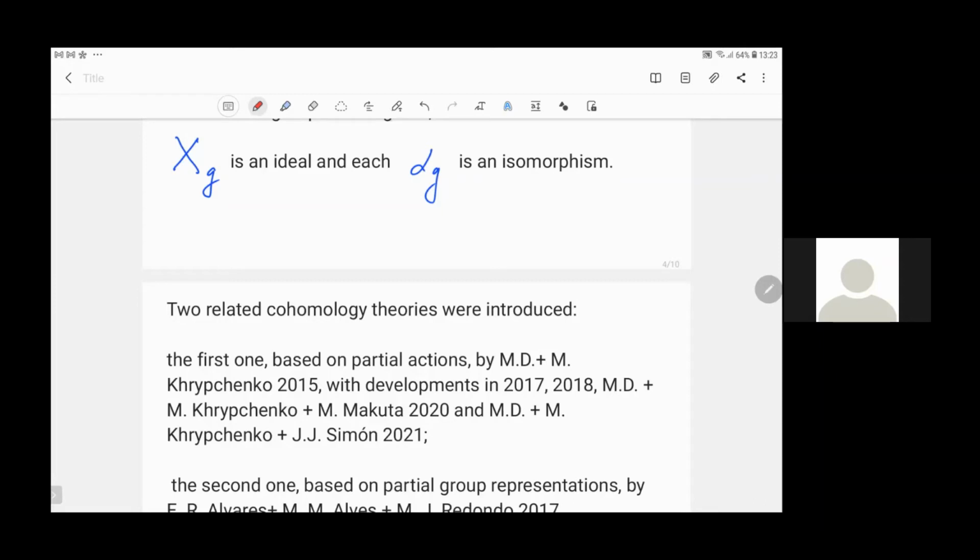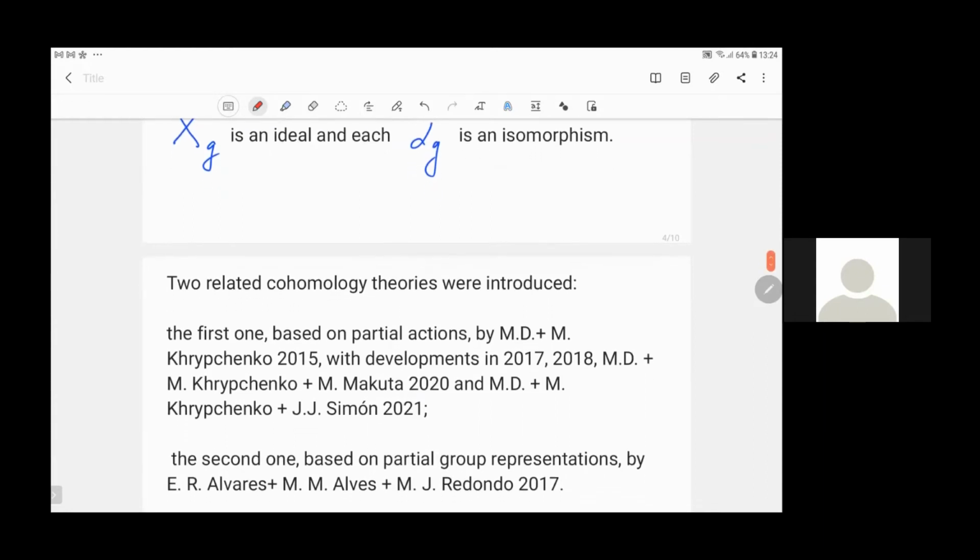So we have two more papers with Mykola in 2017, 2018, also a paper with Mykola and Mayumi Makuta, published in 2020 about the third cohomology group, partial cohomology group, and also a paper with Mykola Kripchenko and Juan Jacobo Simon, in which we study the globalization problem of partial cohomologies when the module is an algebra, so when we have a partial action on an algebra.